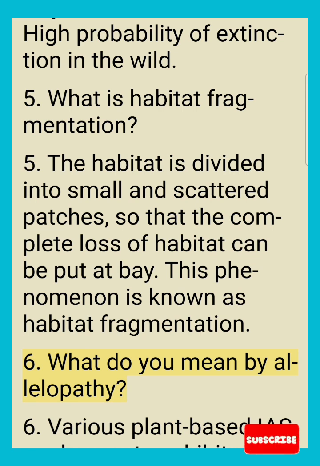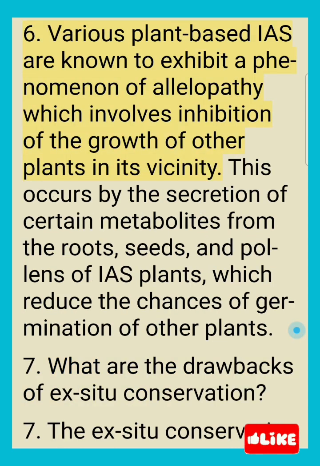6. What do you mean by allelopathy? Various plant-based IAS are known to exhibit a phenomenon of allelopathy which involves inhibition of the growth of other plants in its vicinity. This occurs by the secretion of certain metabolites from the roots, seeds, and pollens of IAS plants, which reduce the chances of germination of other plants.